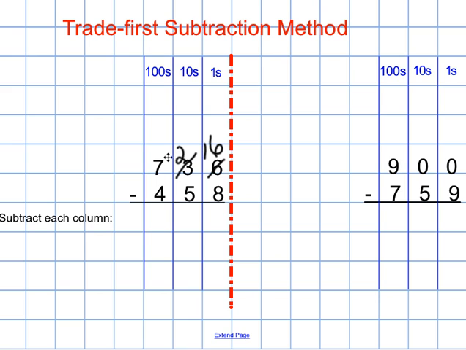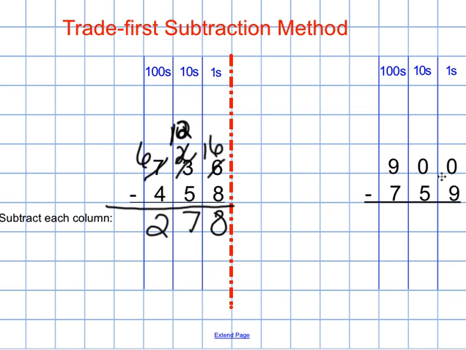2 is not bigger than 5, so I need to borrow. So I'm going to bring 10 over. Oops. I had 2 tens already there, so I brought 10 over, so now I have 12 tens. 12 is bigger than 5, and 6 is bigger than 4. So once you have all your larger numbers on top, you're good to subtract. 16 subtract 8 is 8, 12 subtract 5 is 7, and 6 subtract 4 is 2. So that would be a trade first method to getting to the difference or the answer for this subtraction problem.